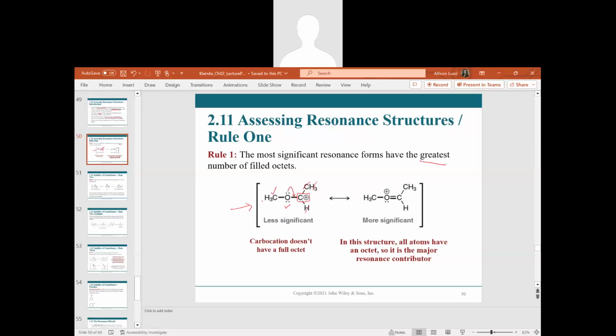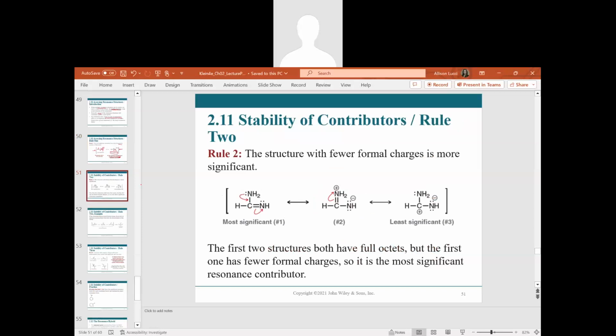Whereas if we move that lone pair from the oxygen, we still have a formal charge over here on the right side of this resonance structure. But since we move that lone pair, now the double bond between the oxygen and carbon gives this carbon a full octet, and this oxygen still has a full octet, even though it has a formal charge. So this structure on the right would be more significant and would be more of a major contributor to the resonance structure. So let's take a look when we have 3 resonance structures in this scenario.